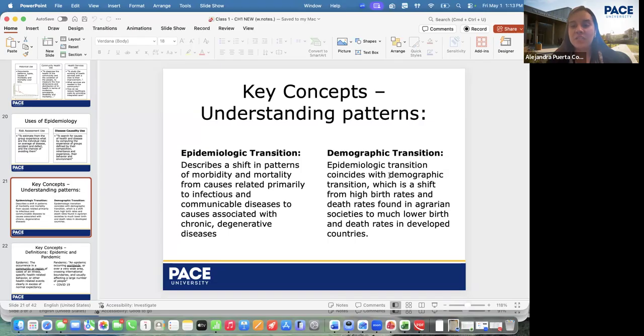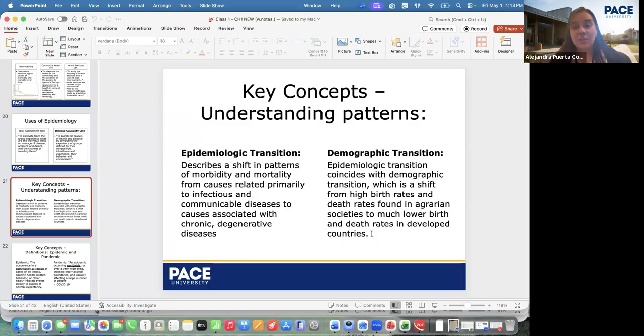And demographic transition is just that transition which talks about birth rates and death rates. So it tells us about how a country can go from, if you have a lot of kids and then very few adults, it will look like a pyramid, right?